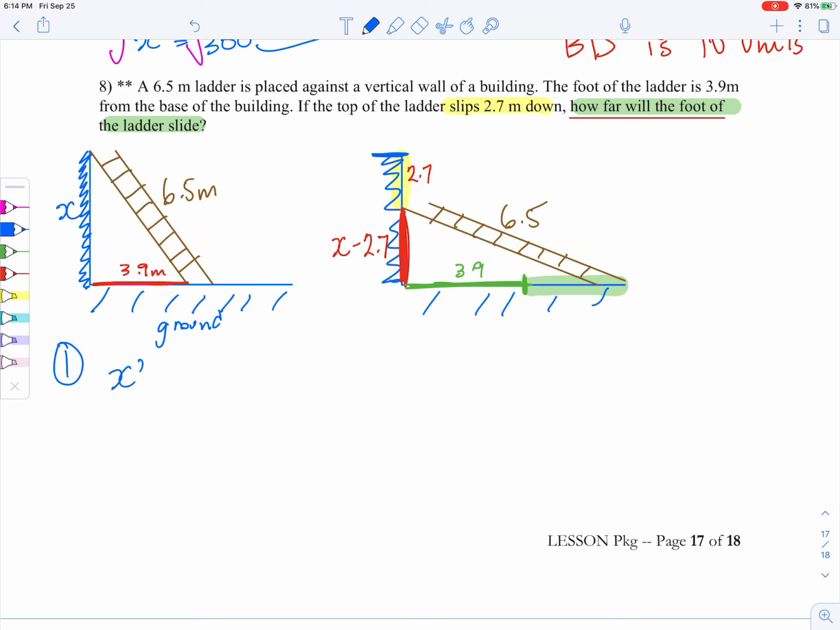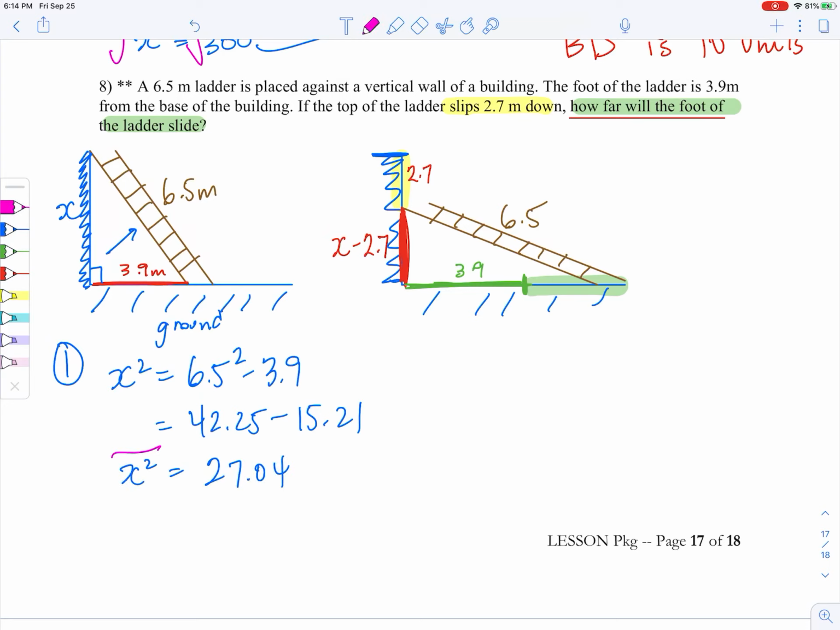So X squared is going to equal the hypotenuse squared, because that was a right angle, minus 3.9 squared. So 6.5 squared minus 3.9 squared. This one, it looks like we can't have decimals. So 6.5 squared is 42.25 minus 3.9 squared, which is 15.21. 42.25 minus 15.21 gives 27.04.